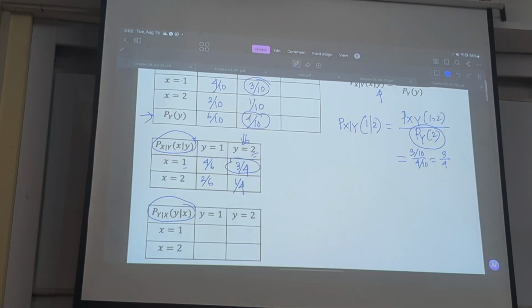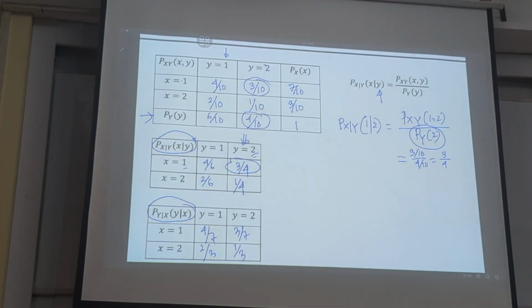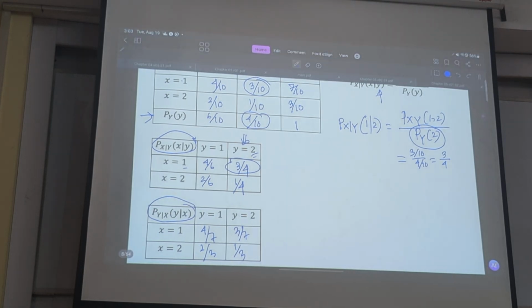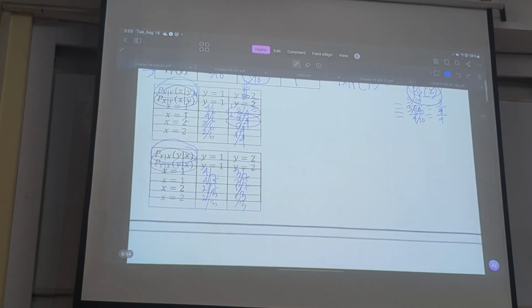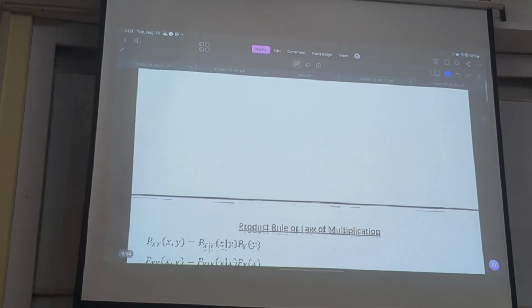So the first thing that we have to do is: 4 by 10 divided by 7 by 10, so it will be 4 by 7 and 3 by 7. And then this will be 2 by 3 divided by 1 by 3. When x is equal to 1, then y equal to 1 occurs with probability 4 by 7 and y equal to 2 occurs with probability 3 by 7. Now, in this case, the row sum should be 1. We understand it? Very simple.